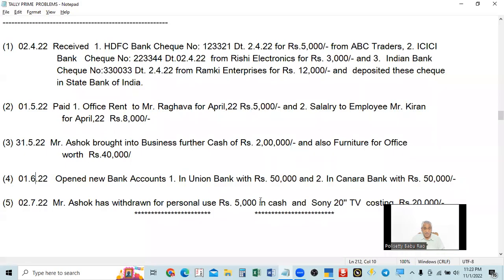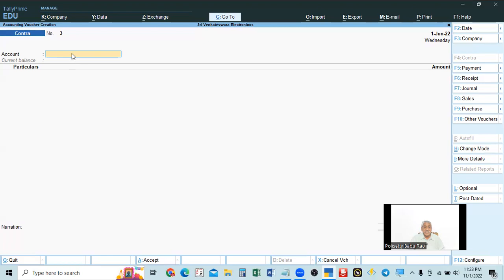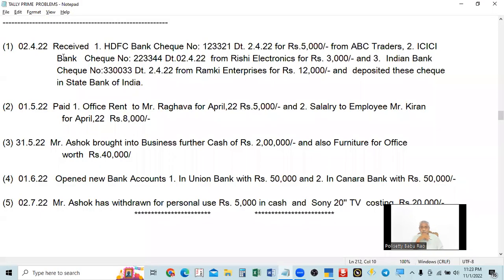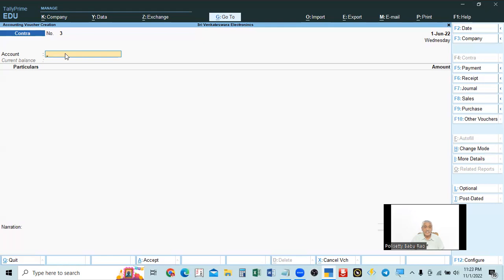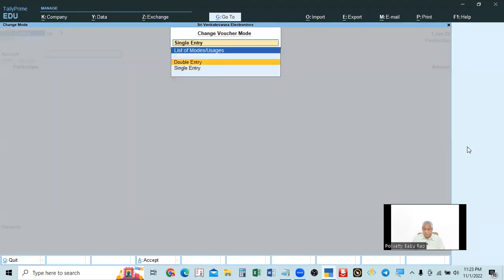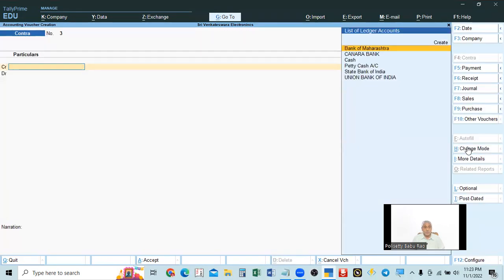But here, we are paying cash into the bank to open the accounts. In that case, here we have to write the name of the bank. There are more than one bank. We cannot write in the account column. We can write any one entry. So here, we cannot write both the entries. So single entry mode, we cannot enter. So we can take double entry mode. In the double entry mode, it is easy.